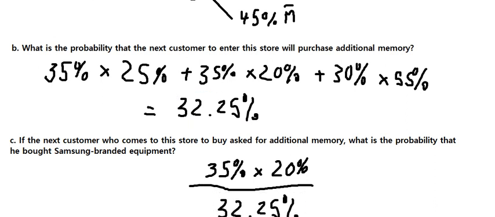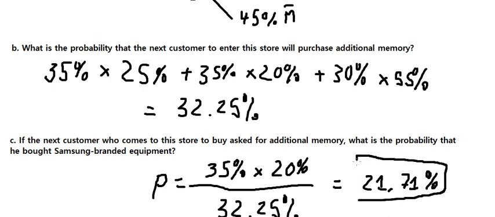That's why we have this number in here. So we have the final answer, and that is 21.71%. And this is the final answer we need to find in here.